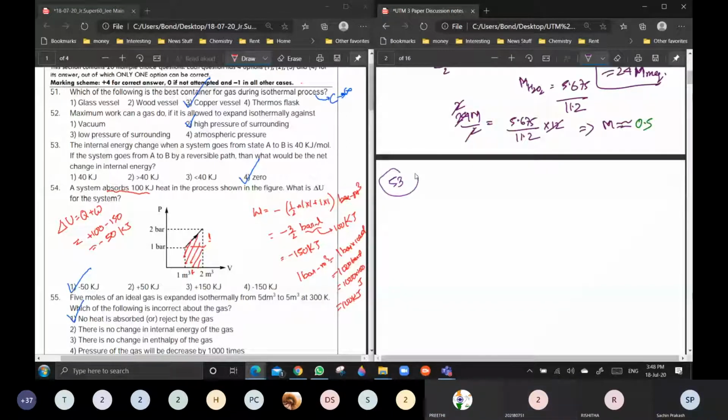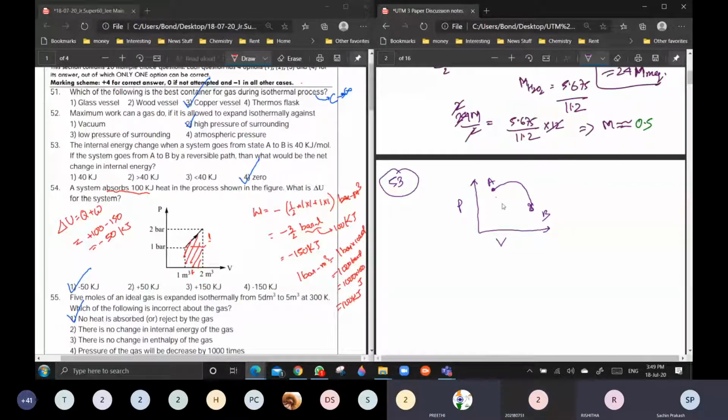Okay, so whenever you have these type of questions, it's better to draw a diagram. So I am starting with A. There is some state B. Now when I am going from A to B, there is some energy change. A to B it is 40. If the system goes from A to B by a reversible path, what will be the net change in the internal energy? It will be 40 kilojoules only.